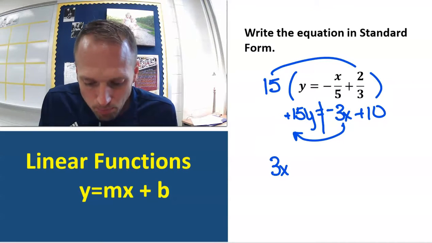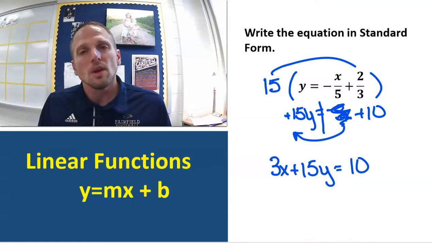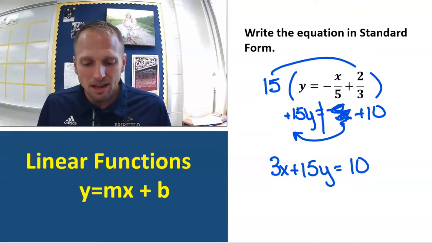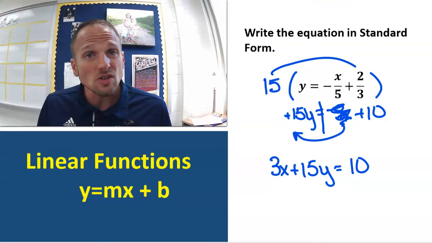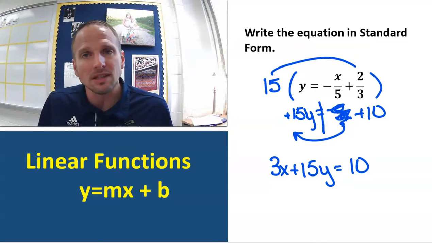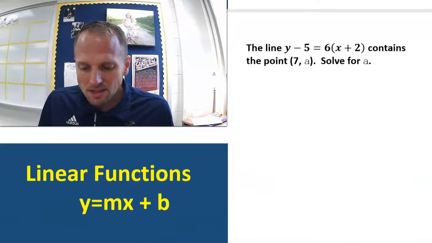Up here, this was a positive 15y. And we've got equals, well, looks like that's just equal to 10. 3x plus 15y equals 10. X and y are on the same side. No fractions. Also something to support, make x positive. All right, and it is in this case. So we're good to go. Standard form.